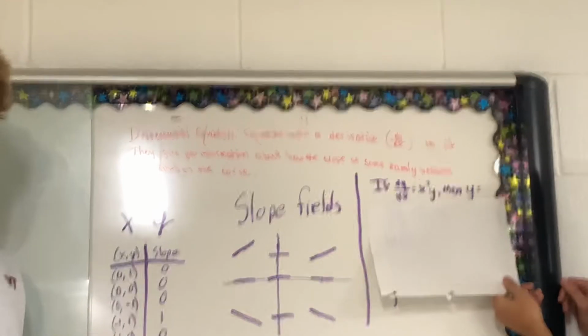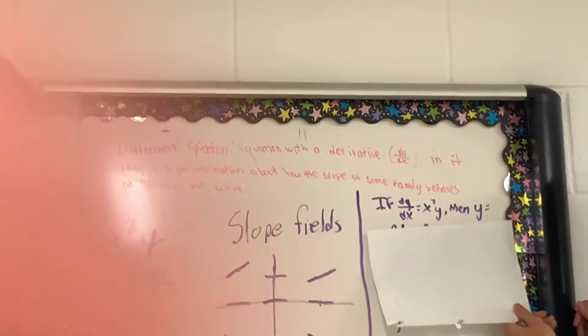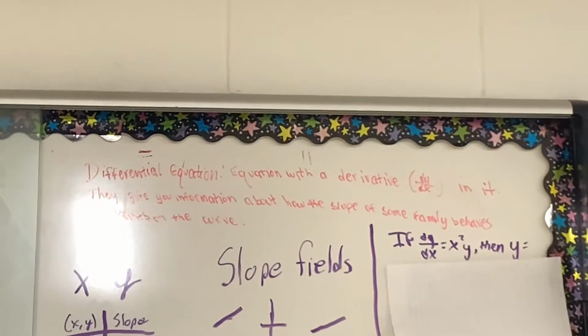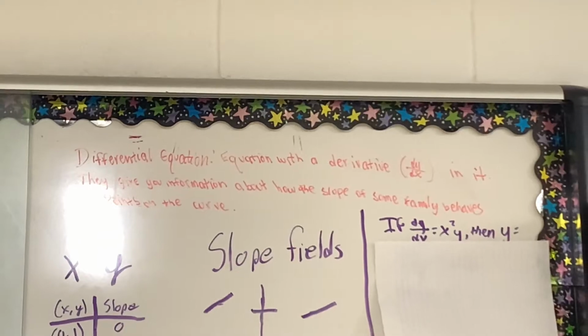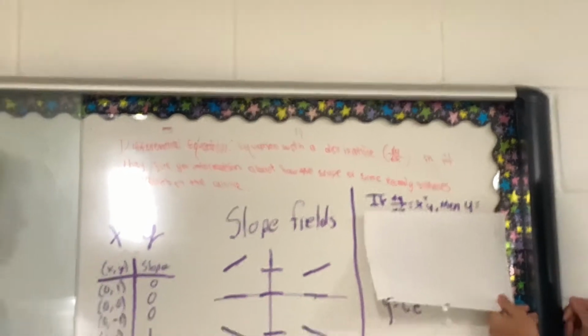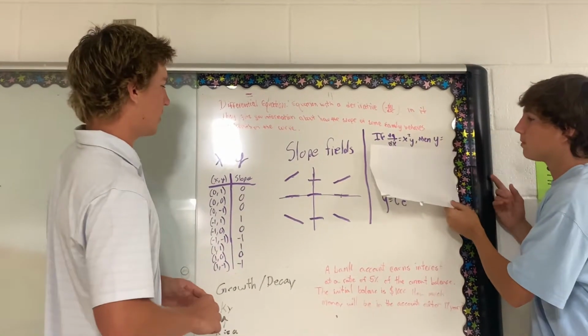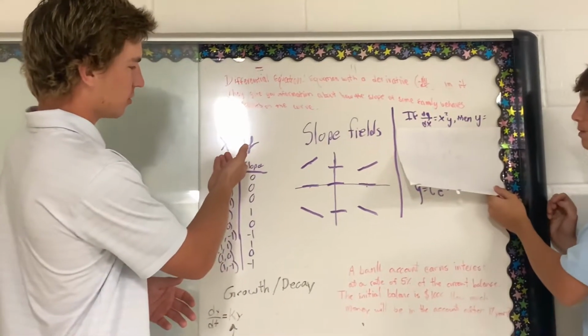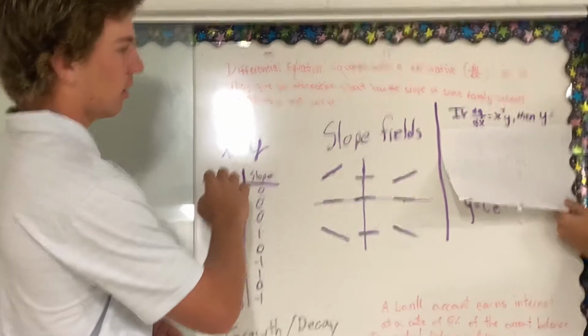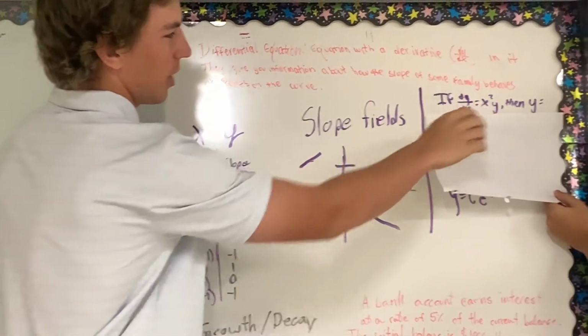A differential equation is an equation with the derivative dy/dx in it. They give us information about how the slope of some family behaves at points on the curve. So a slope field gives us that visual of how it behaves. For example, for the equation dy over dx equals x squared y.